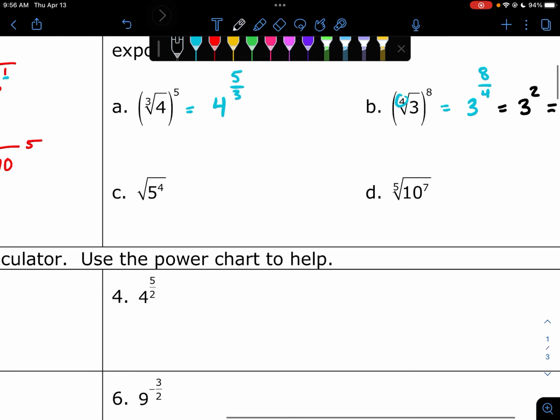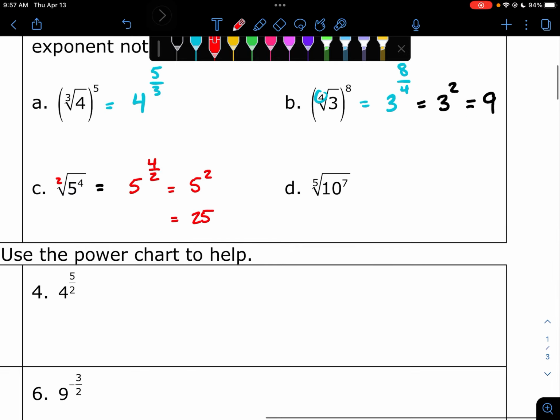Let's deal with the square root of 5 to the 4th. I actually kind of missed this because, oh my gosh, there's no root. But when there is no root, there's a secret root of 2 because it is a square root. So rewriting this in a different form, we get 5 to the 4/2. And then we can again simplify that fraction, and it turns out to be 5 squared, which we can evaluate to be 25.